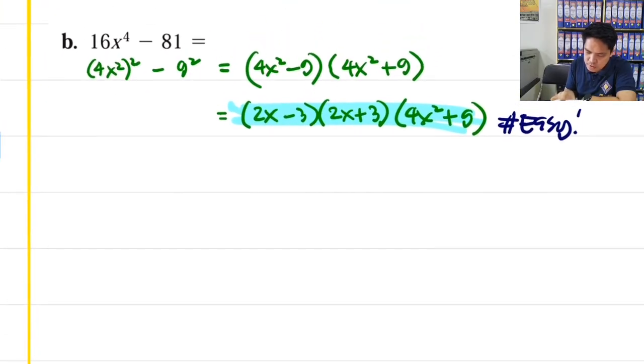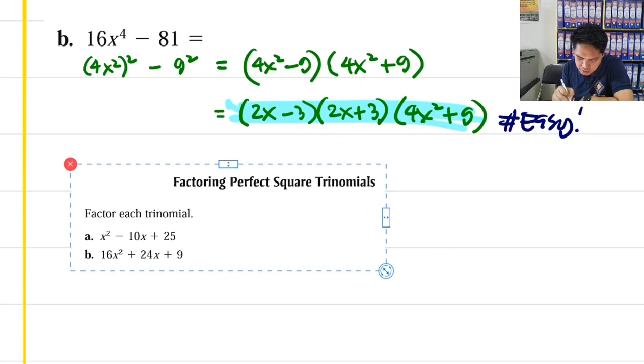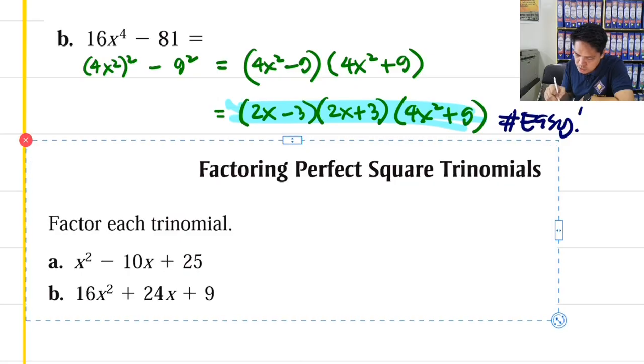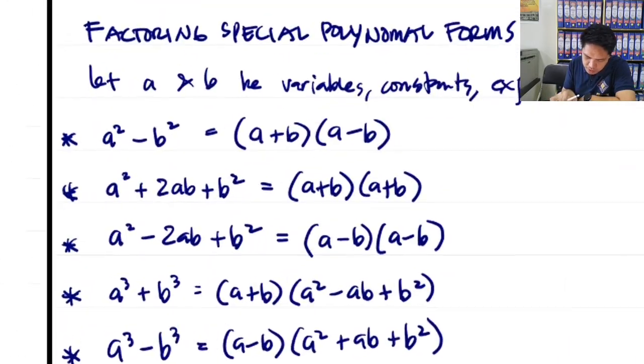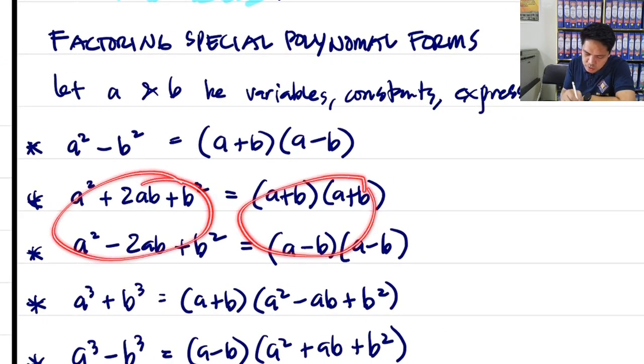That's it. So let's try another one. Let's try this one. Okay, let us apply perfect square trinomials. Yung kanina pa rin, this. Let us apply this one. These are perfect square trinomials.